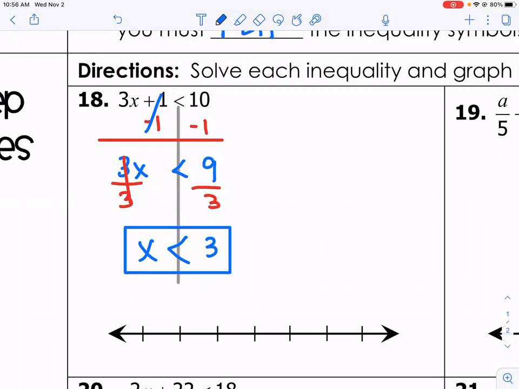Oh, so on our graph, we can go to 3 here. And we can go to the left. Do you agree? Well, that wasn't terrible, right?